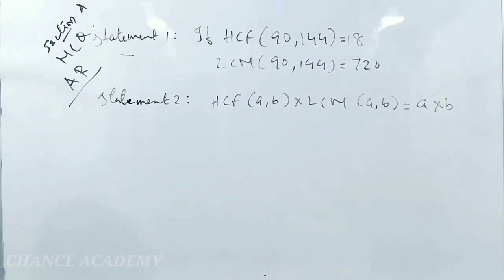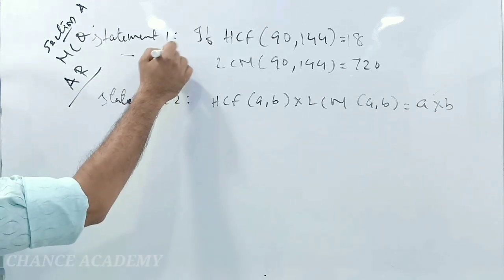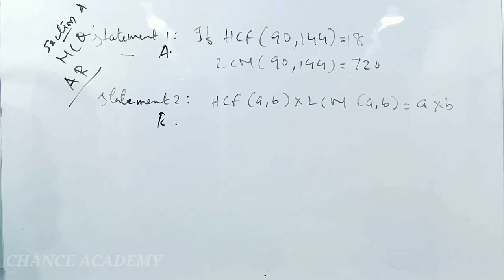In the assertion reason type questions, two statements will be given to you. The first statement will be an assertion. Statement 2 will be the reason for the same. So the first statement can be considered the assertion, and this is the reason for that. The options for these questions will be like: statement 1 and statement 2 are true, and statement 2 is the correct explanation for statement 1. That will be the first option.